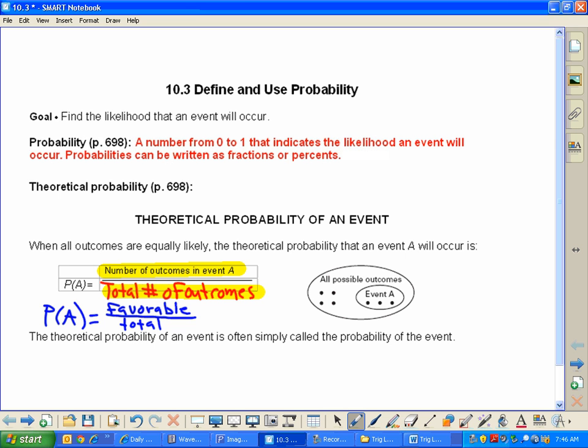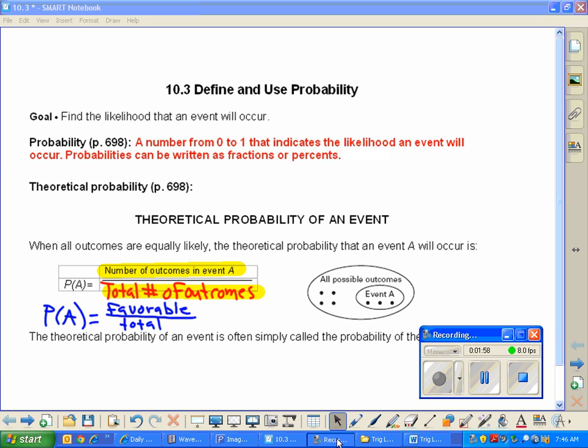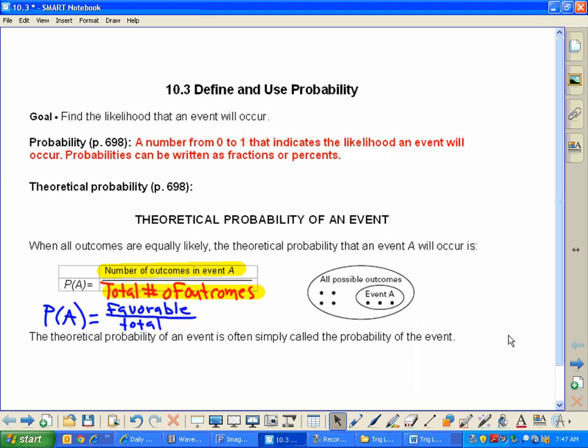Uh-oh. For you, do you know what this circle thing is called? Do you remember what those are called? Begins with a V. Rhymes with hen. Molly? Venn diagram. Yeah, very good.